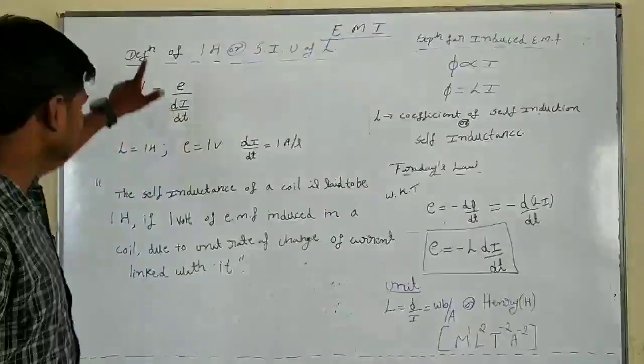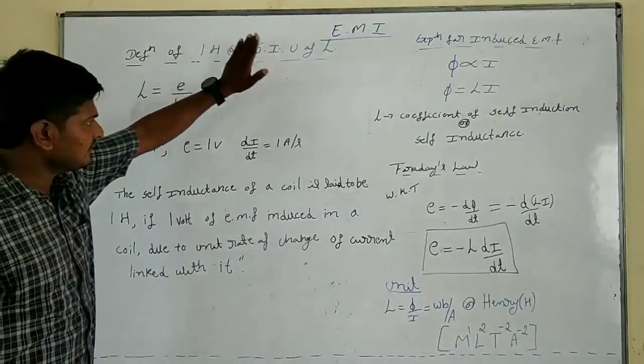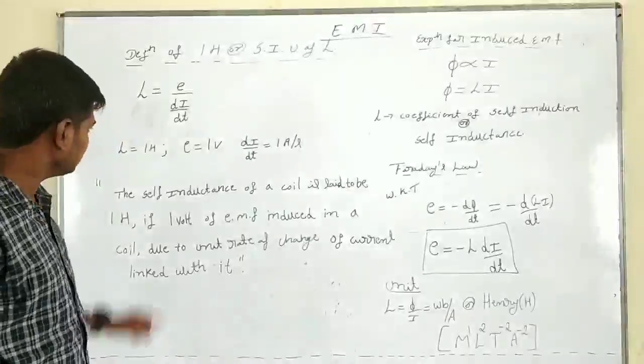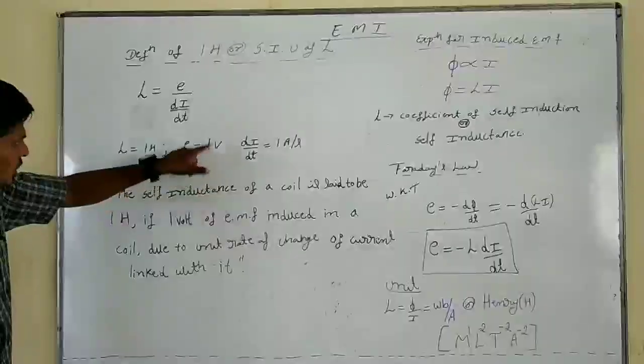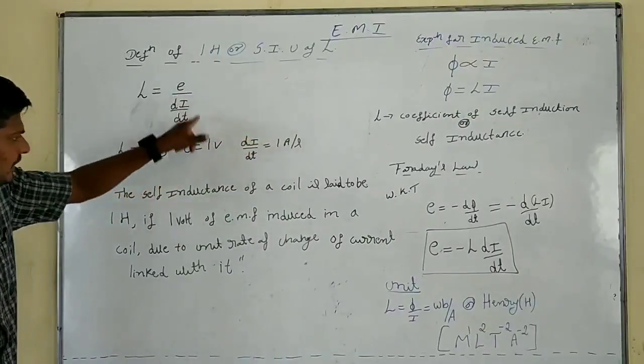Clear? So I will ask: define 1 Henry and define the SI unit of self-inductance. It means L is going to become 1 Henry. When L becomes 1 Henry, E becomes 1 volt and dI by dt will be 1 ampere per second. 1 by 1 is 1 now.